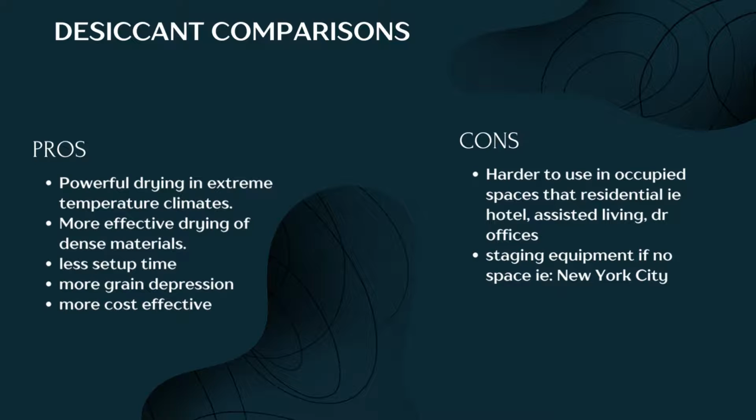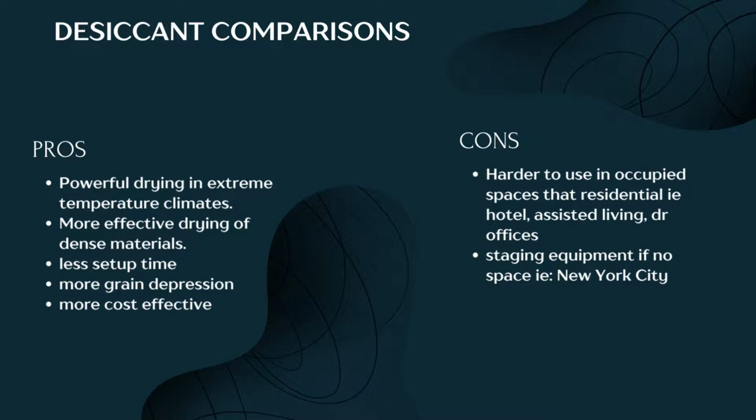You get more effective drying of dense materials, like plaster, lightweight concrete and floors, any dense material that holds a lot of water. You have less setup time on a desiccant than you would a bunch of LGRs. You're setting up one piece of equipment with a generator instead of carrying 100 LGRs into a building, so it makes your setup time less and things run a little bit quicker and maybe a little bit easier on you.